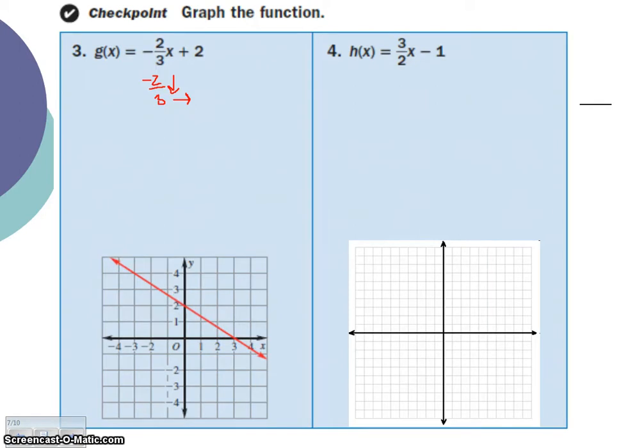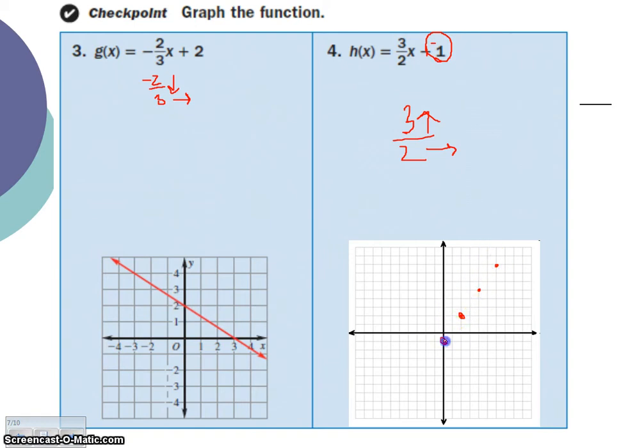Next graph this, again we've been doing this already, so there's your b, add the opposite, so negative 1. My slope is 3 over 2, so up 3, right 2. 1, 2, 3, 1, 2. And again, you can continue using the slope to find another point. So go up 3, 1, 2, 3, right 2, 1, 2.